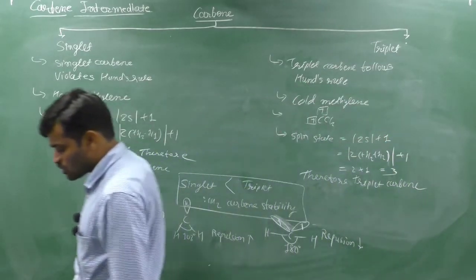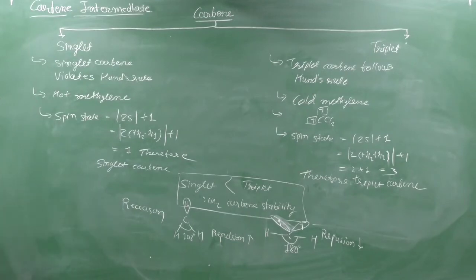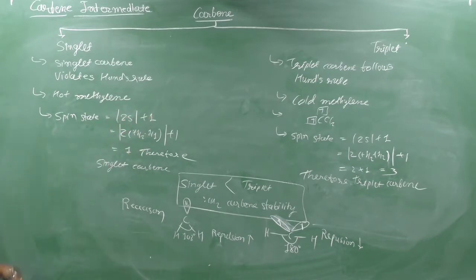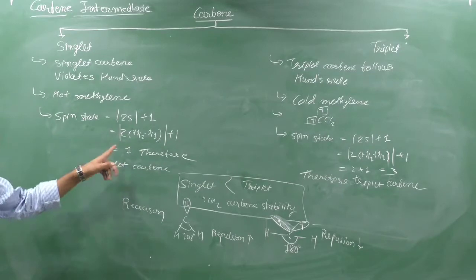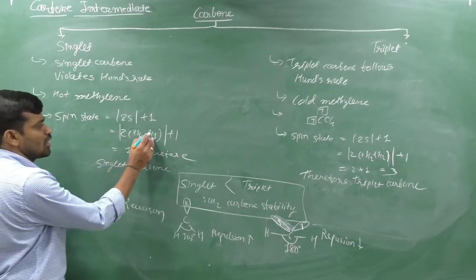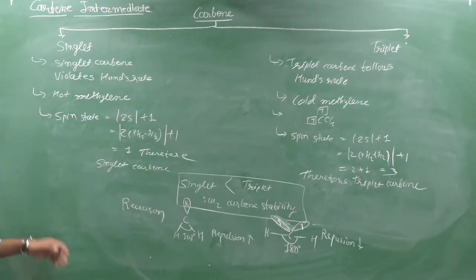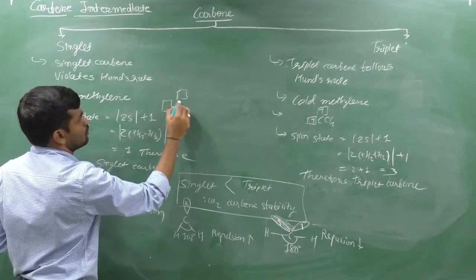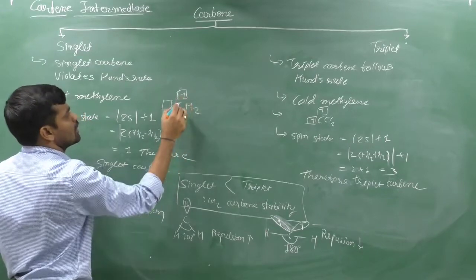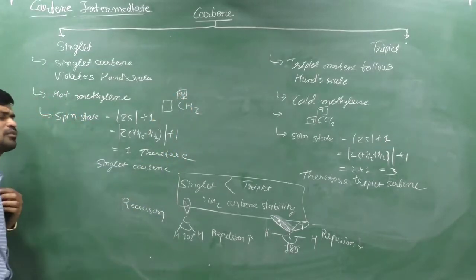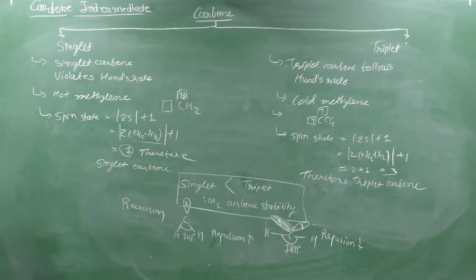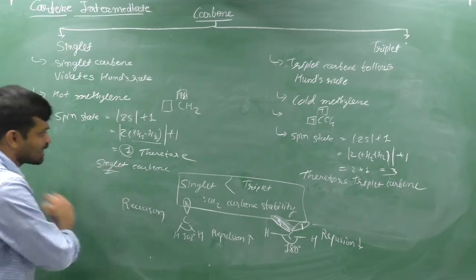If you calculate the total spin state of singlet and triplet carbene with the help of a formula, spin state is equal to the modulus of 2s plus 1. Clear? It is a formula. In singlet carbene, the spins are opposite, because both have different spin. One is plus half, the second one is minus half. Therefore the total is 0, so only one spin state is there. Therefore, we can say that it is singlet carbene.